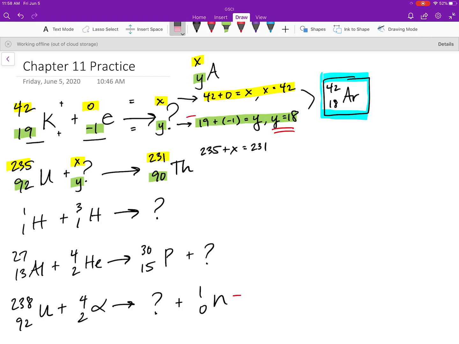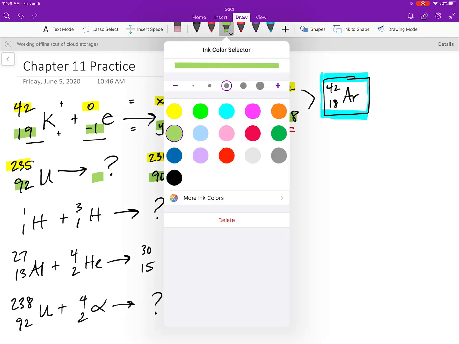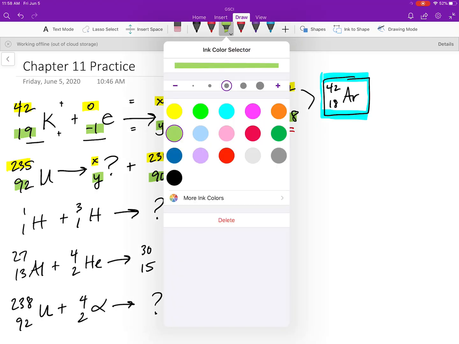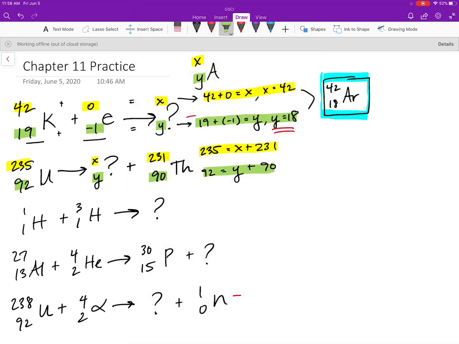I have this backwards. It should be this. Okay. So this is going to be 235 equals x plus 231. The bottom one is going to be 92 equals y plus 90. So now what I'm going to do is solve for x and y.